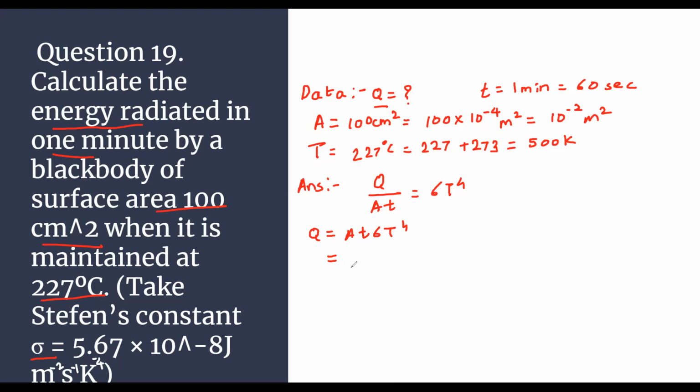So Q is equal to A. Area is 10 raised to minus 2 times 60, Stefan's constant 5.67 into 10 raised to minus 8, and temperature is 500 raised to 4. Now, instead of 500 raised to 4, I can write 5 into 100 raised to 4, which is nothing but 625 into 100 raised to 4.